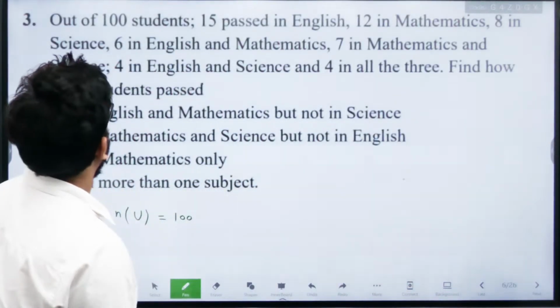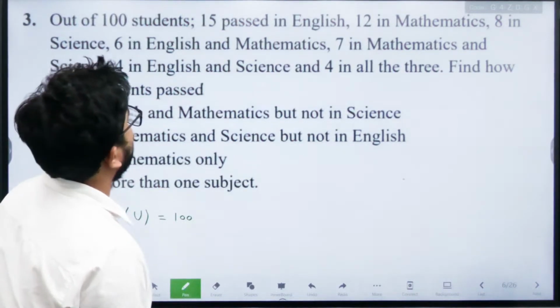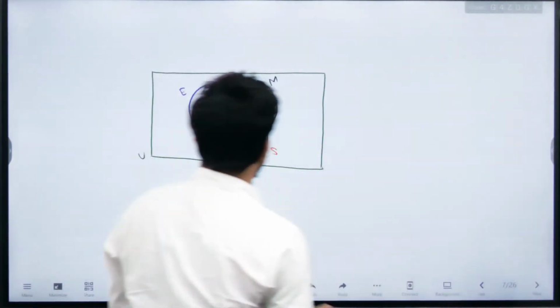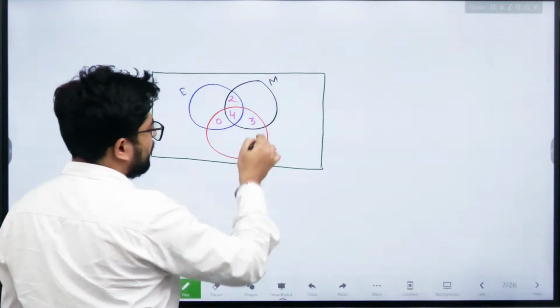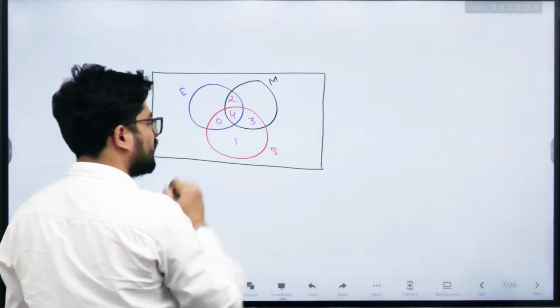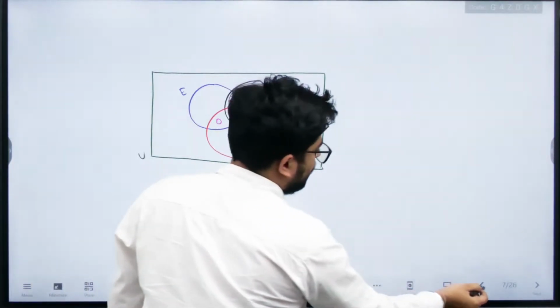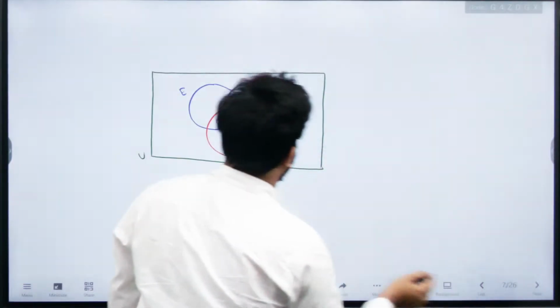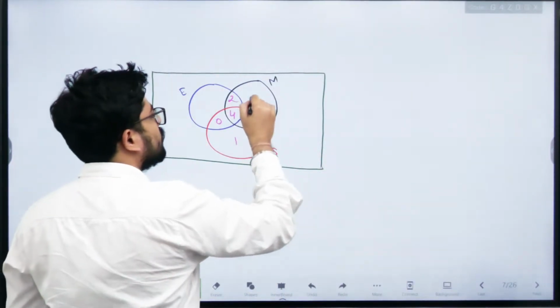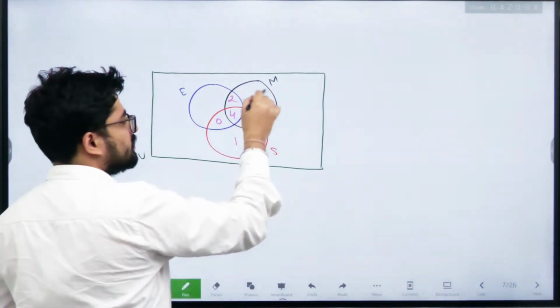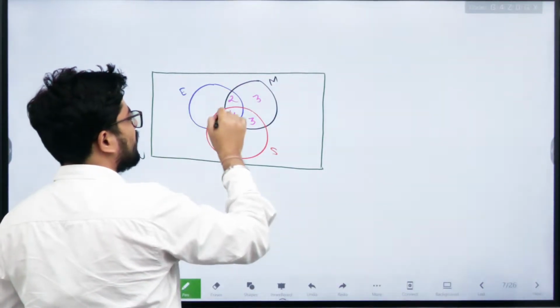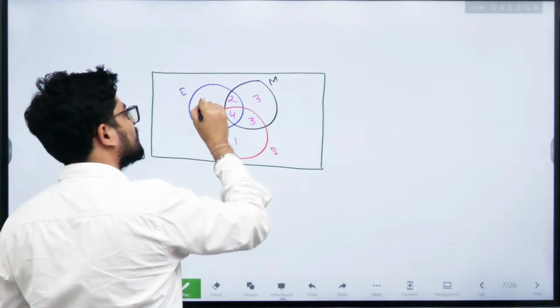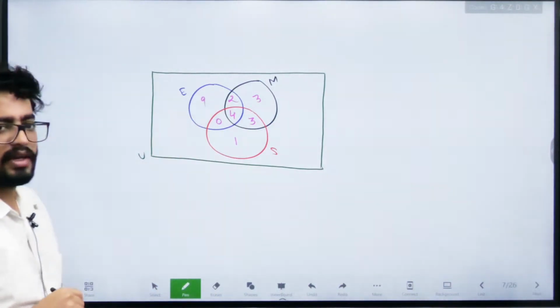Now next is 8 in science, 12 in maths. 8 in science. So total 4, 3 and 7 now in your science. So 1 is here, 8. Okay, and 12 in maths and 15 in English. 12 in maths. So 3 is here. Yes, total number is 12 now. And 15 in English. 4 and 2 is 6. 15 minus 6 is 9. 9 is here.